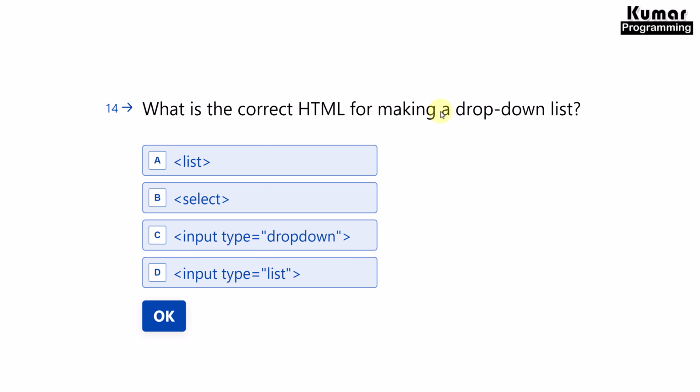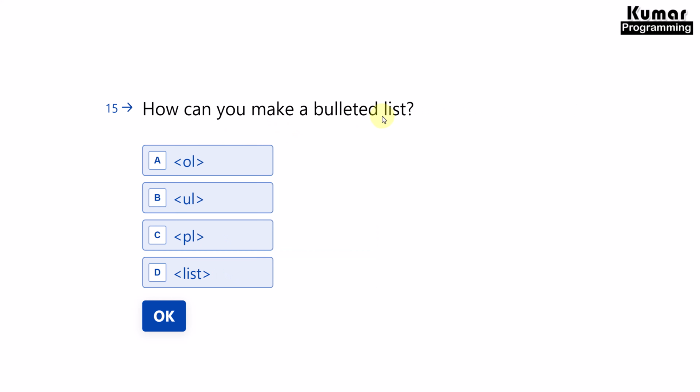What is the correct HTML for making a drop-down list, right? So the correct HTML is always select. How can you make a bulleted list? If you want to make a bulleted list, you have to use UL, right? Unordered list, right? So this is the correct answer.